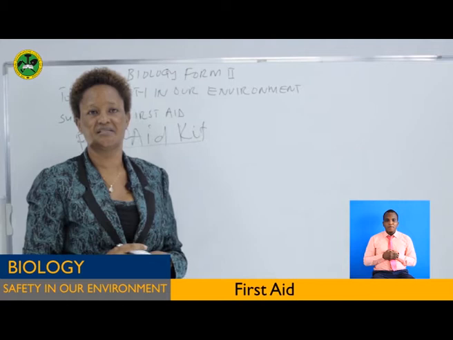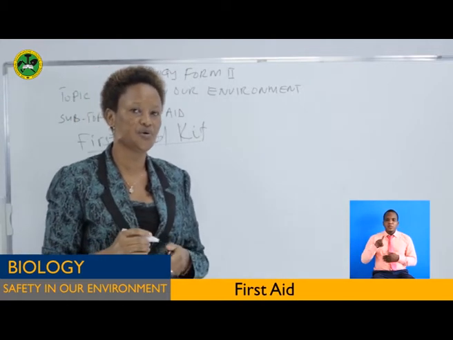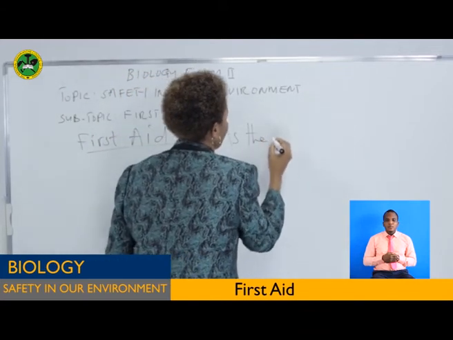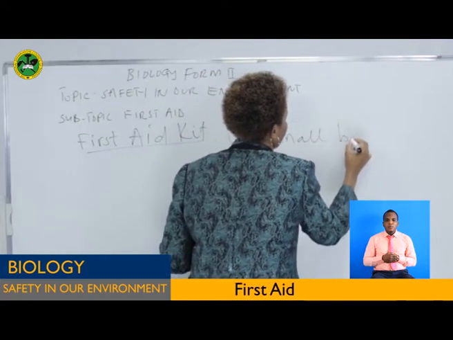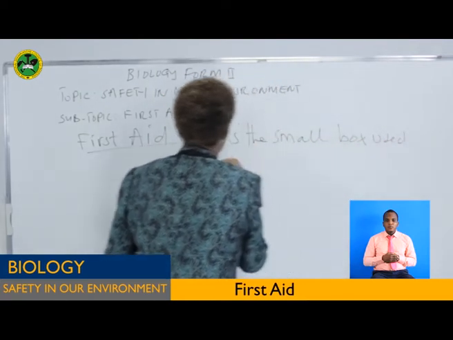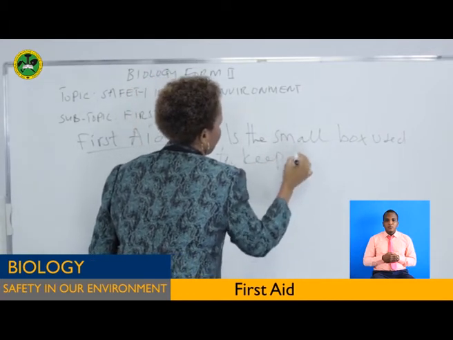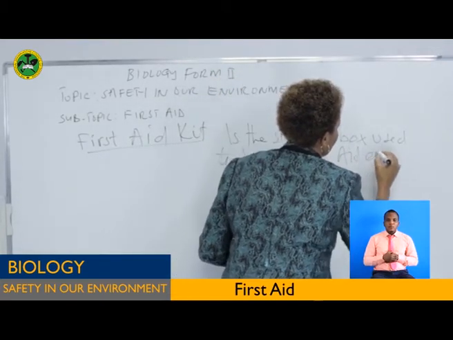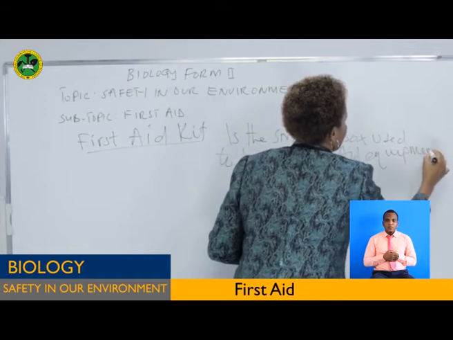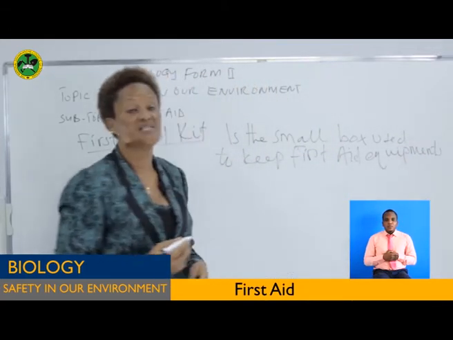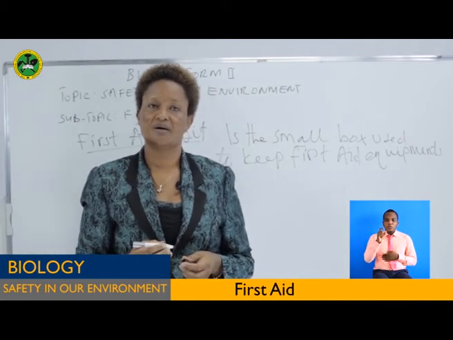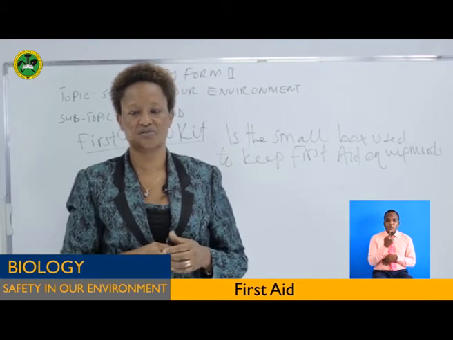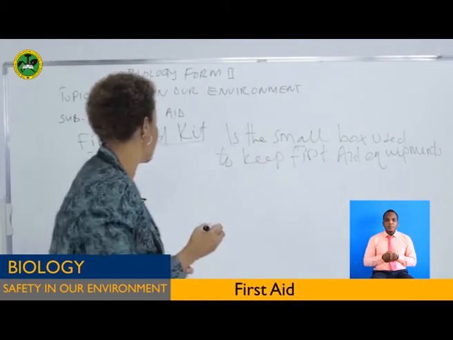What is the first aid kit? As you have seen it, as I've shown it to you, it is a small box which is used to keep the instruments or the facilities which are used to render first aid to various victims of accident. Now let us see the components.